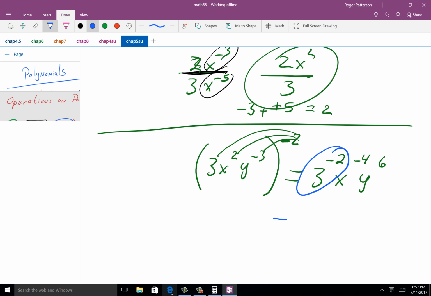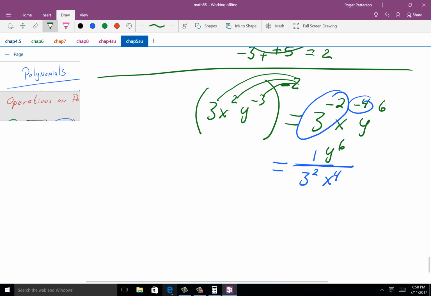I'm going to work on that first. It's a negative exponent. It's going to flip to the bottom. Negative exponent is going to flip to the bottom. Positive exponent is going to stay to the top. Y to the 6th stays to the top. 3 to the 2nd is 9. X to the 4th stays x to the 4th. Okay? That's pretty much the best way to doing those ones. Okay?